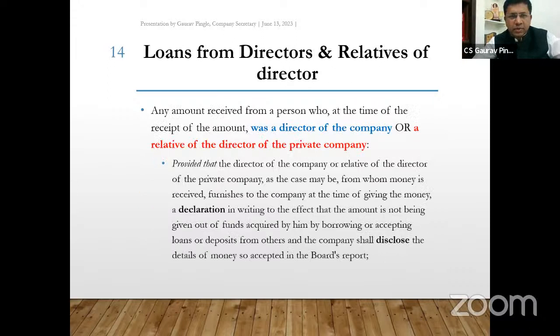So this is a very critical aspect of share application money pending allotment from other laws as well. This is the most important provision for a private company or a closely held company or a group of companies where the amount is received from a director or a relative of a director or a shareholder. And then there are some compliances that are to be done.